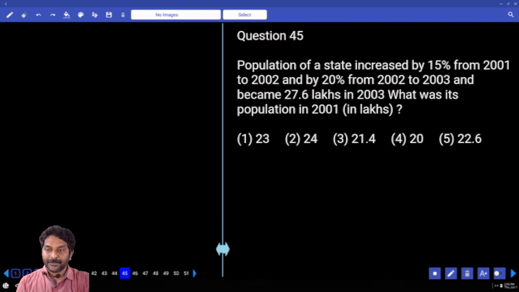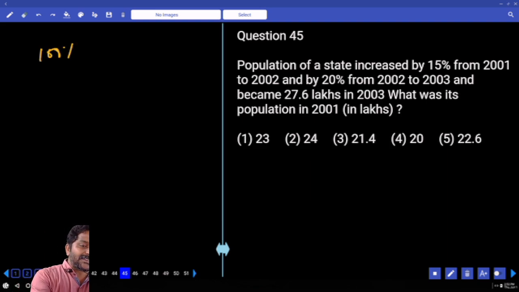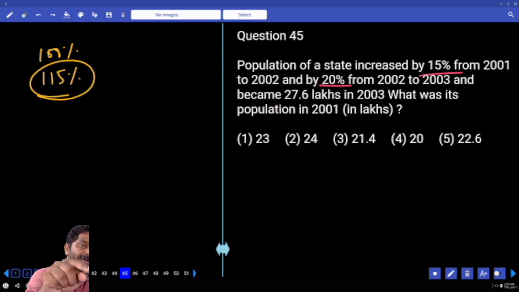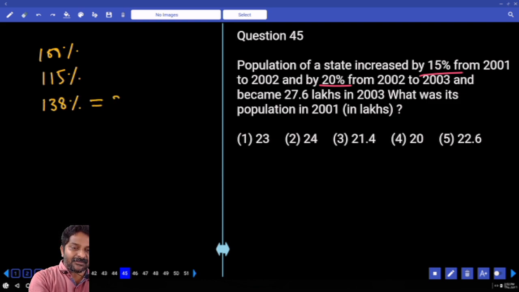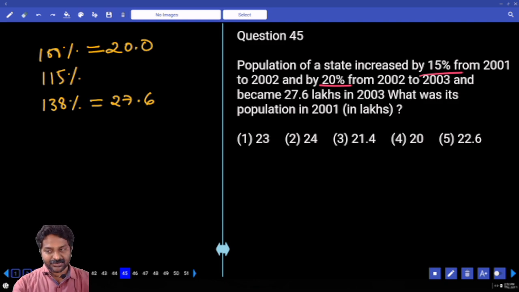Options are many. Okay, let's go. Initially it was 100%, increased by 15% becomes 115%, then again increased by 20%, 20% of this number, right? How much is 10%? 20%. 23 increased. 138, which is equal to 27.6, correct? And we were asked to calculate 100%. 138 and 276, what is the relation? Double, right? Double in the sense 200, right? Now keep the decimal, which is 20. Fourth option.